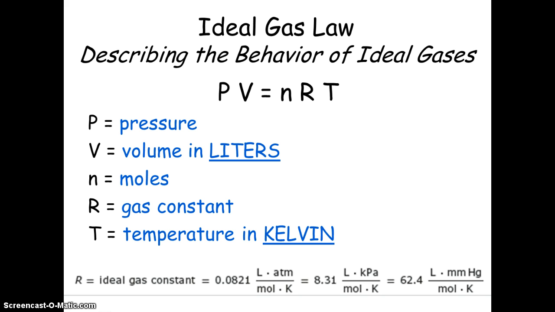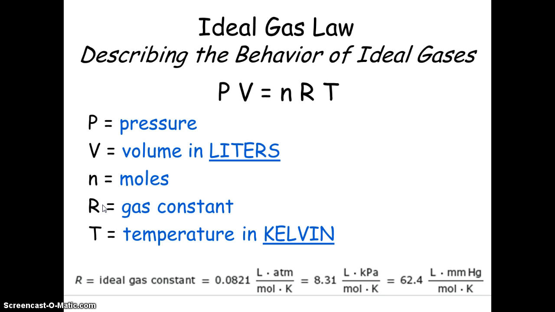But the acronym that you want to remember for today is PIVNERT. If you can just keep saying PIVNERT, PIVNERT, PIVNERT, you'll remember what the ideal gas law stands for. So we know that P stands for pressure, V stands for volume in liters. It's very important you're always using liters as your unit. The small n is for number of moles.